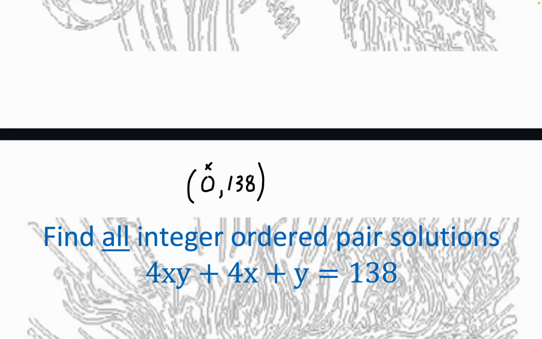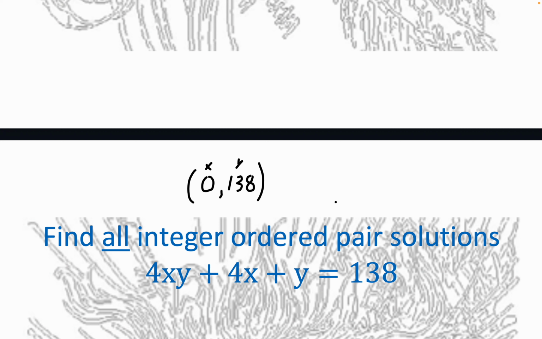Now, notice the order here is important. This is the x-coordinate. This is the y-coordinate. So this is a solution. This is a solution because 0 plus 0 times 138 adds up to 138, right? But 138, 0 would not be a solution, right? So again, ordered pair, it's basic stuff.